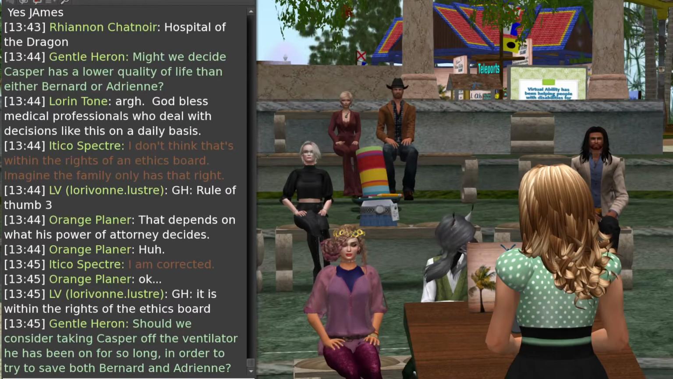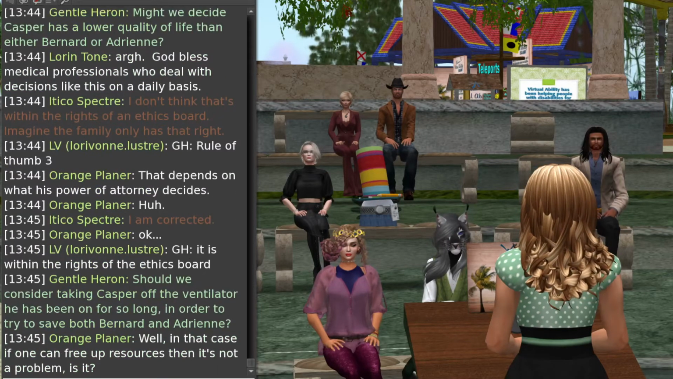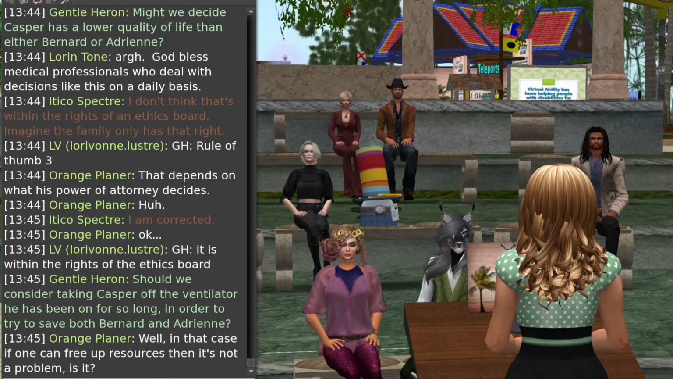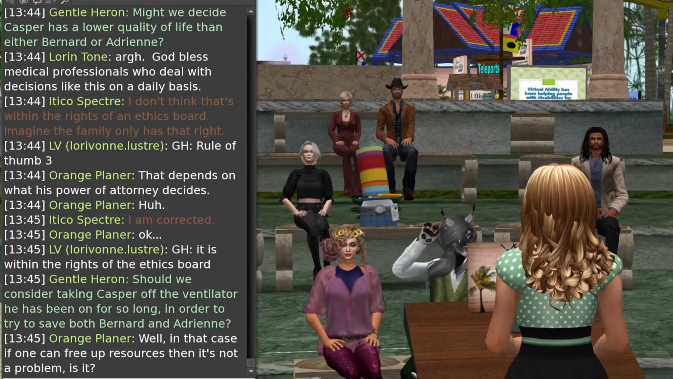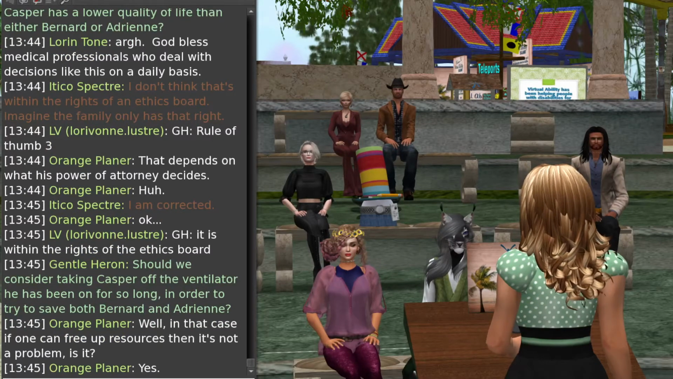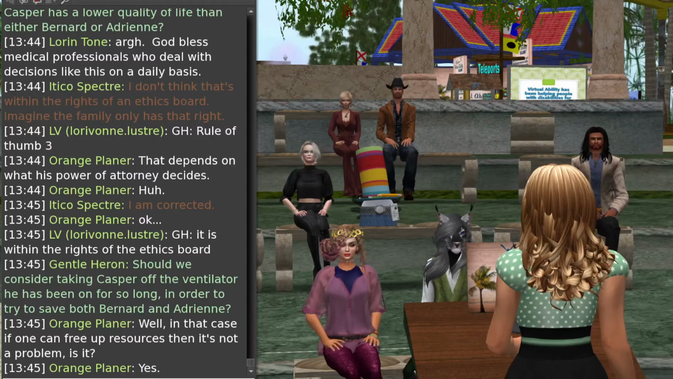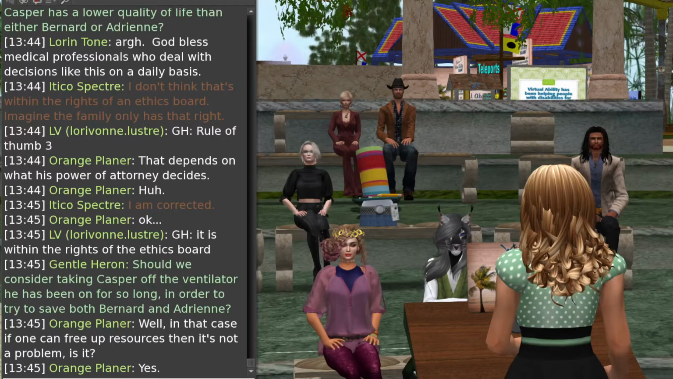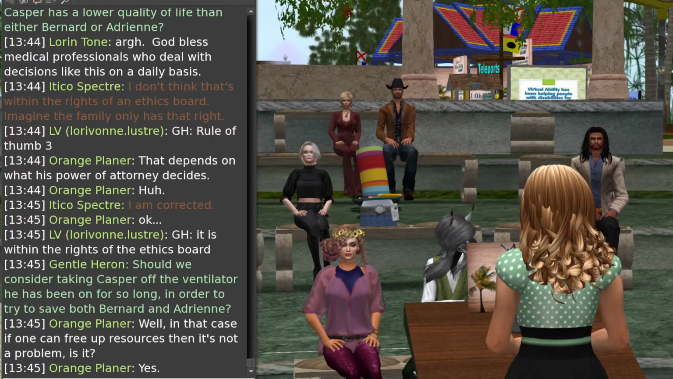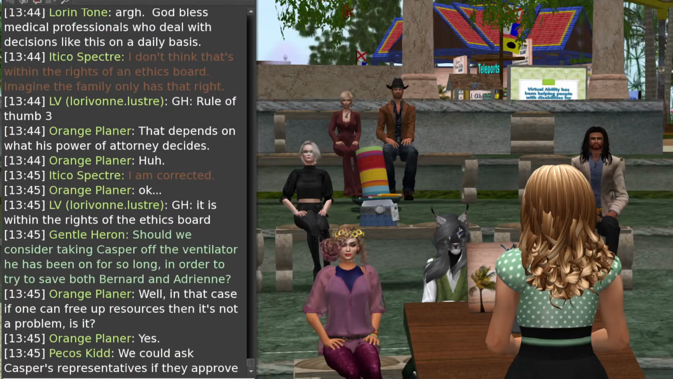Should we consider taking Casper off the ventilator he's been on for so long in order to try to save both Bernard and Adrian? And yes, that would be called freeing up resources. Of course, he will die sooner than he would have died just lying in his coma in the nursing home without COVID. Is that okay?